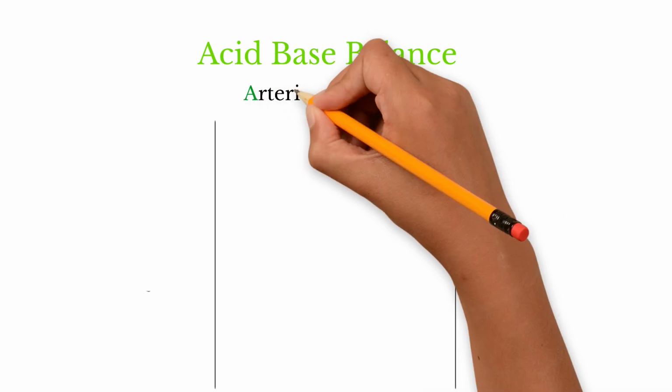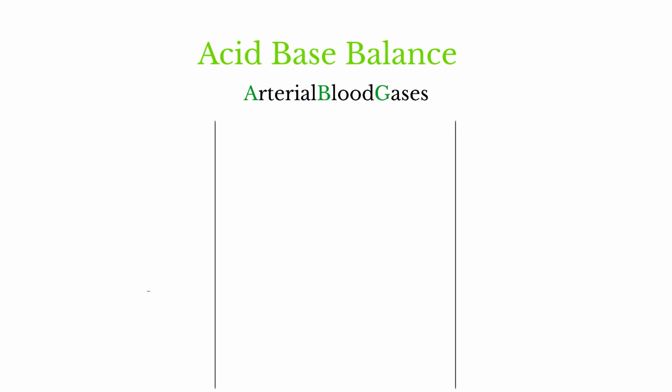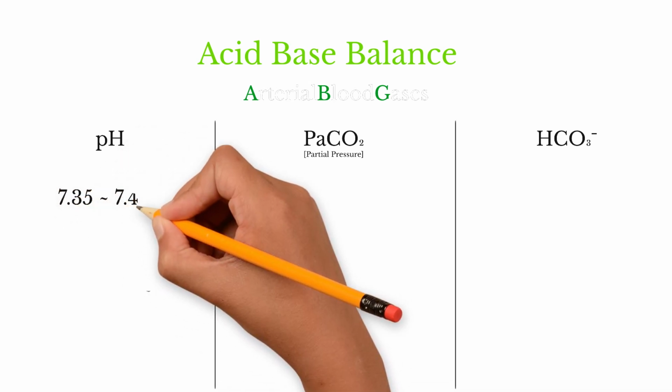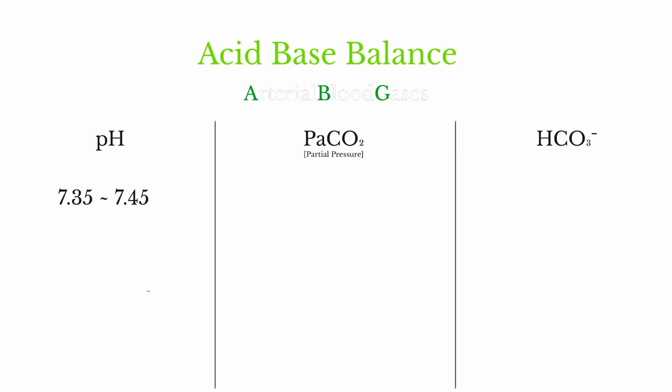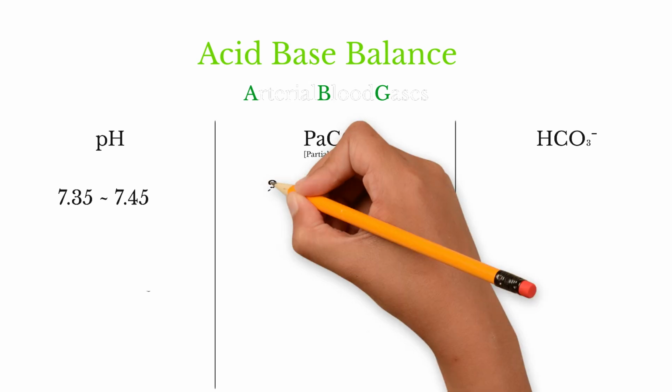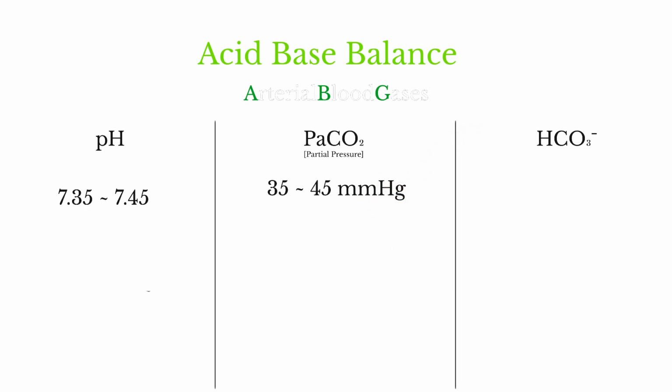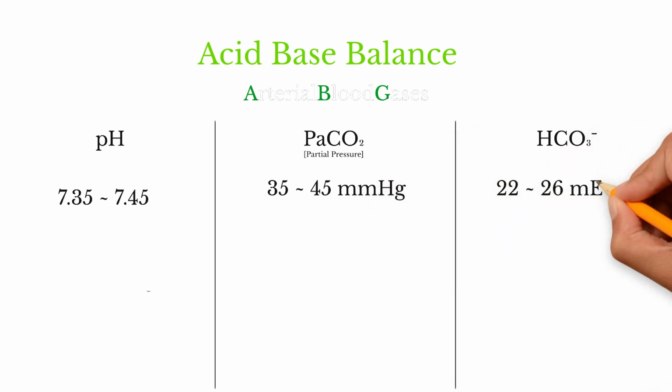The levels are checked in arterial blood gases, that is, ABGs, and they are the pH, the PaCO2, which is the partial pressure of CO2, and bicarb. Below are the normal ranges in a perfectly working condition. The pH is normally between 7.35 and 7.45. The PaCO2 is between 35 and 45 millimeters of mercury, and the bicarb is between 22 and 26 milliequivalents per liter.